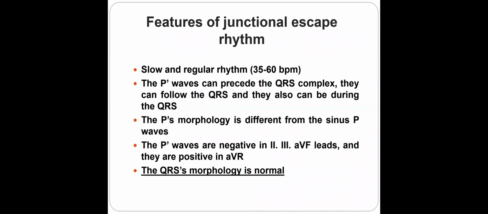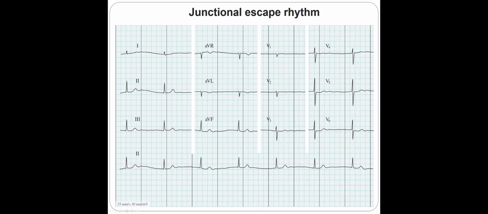However, we are missing the P wave, or we do have negative P waves, so inverted P waves, and the rate is slower. Look at the rate, 35 to 60. Okay, let's look at this. It's rhythmic? Yes, it's rhythmic. Do we see any P wave? We don't. And the rate is very slow, it's around 30. So that's a junctional escape rhythm. Okay?